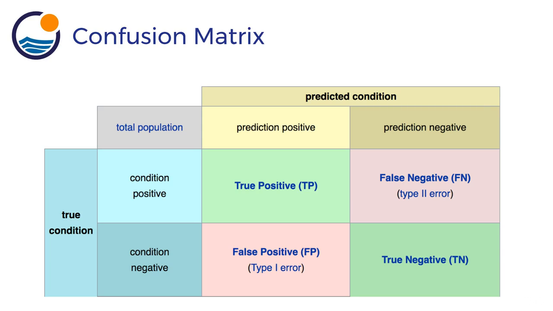Now let's imagine that the true condition was actually false. So this person doesn't actually have the disease. However, we predicted it to be positive. This means we have a false positive, also known as a type 1 error. If we look at the other column, the prediction negative, we have the opposite set of values. For example, if the person truly has the disease, but we predict that they do not, we have what's known as a false negative, or a type 2 error. Likewise, if the predicted condition is negative and the person is truly negative, then we have what's known as a true negative.